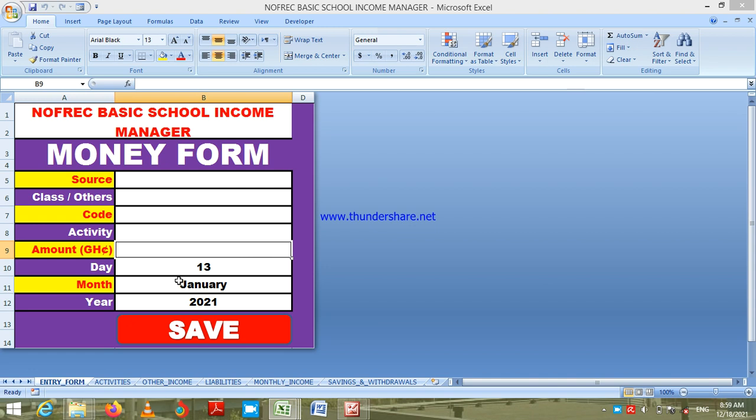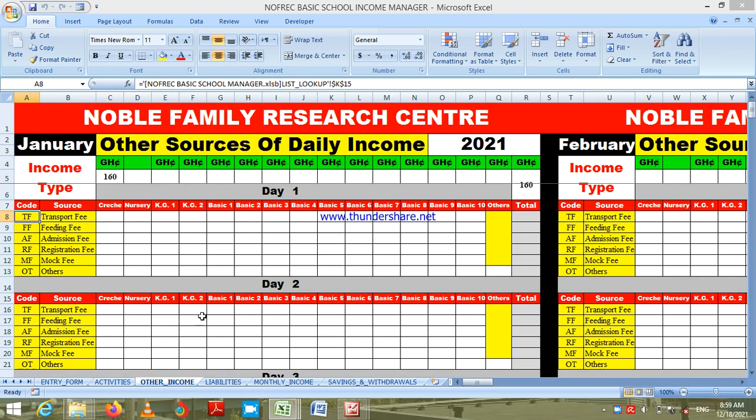So our system, the information is saved onto the other income worksheet. So let's check and see. And that was on 13th January. So we go down, use the black arrow to go down. Yes, you realize this amount from crèche as 30 cedis as transport fee, 50 cedis as feeding fee, and 80 cedis as other fees. And we had a total of these amounts summing up here. 30 plus 50 making 80, plus 80, 160, and it is here.